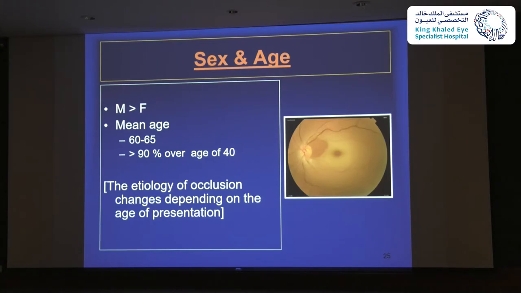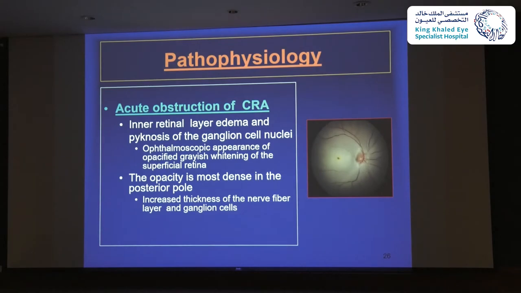The etiology of occlusion changes depending on the age of presentation, and we'll see that immediately. So what are the clinical characteristics? Usually there is inner retinal layer edema, as we see in this case, how it gets yellowish-whitish. That's because of the edema and pyknosis of the ganglion cell nuclei, which lead to this very thick, edematous, whitish retina.